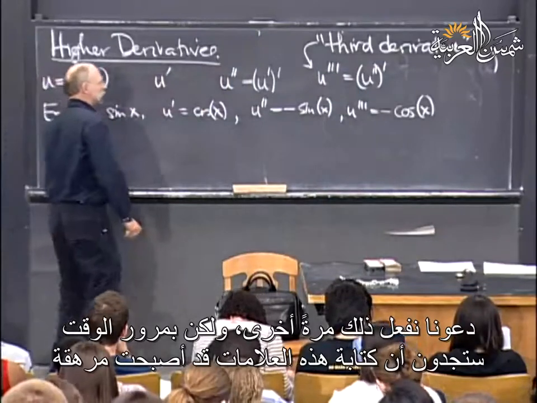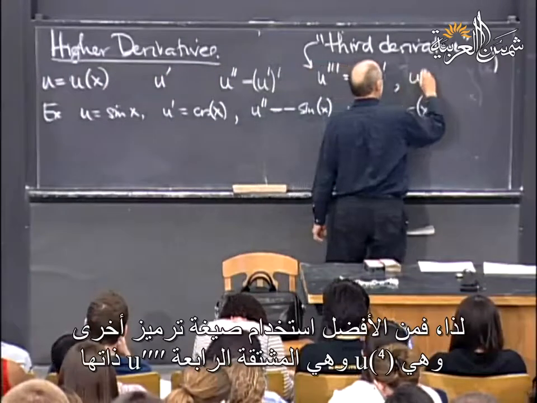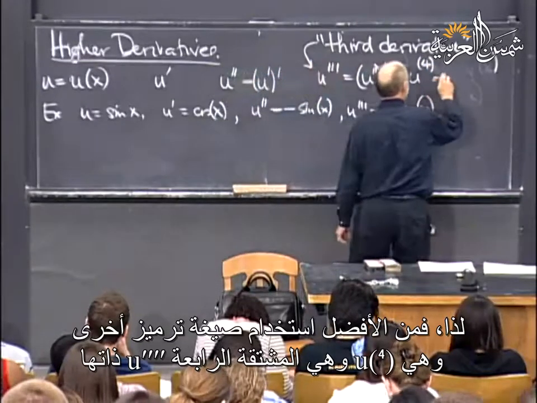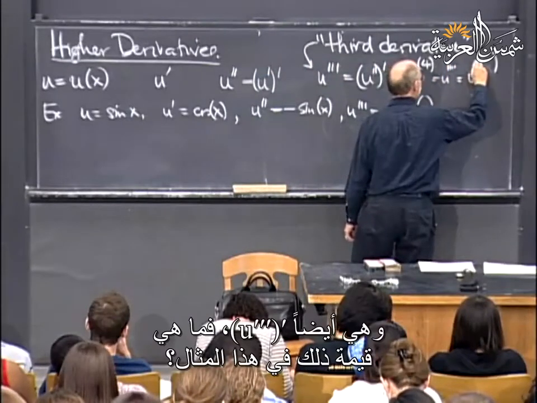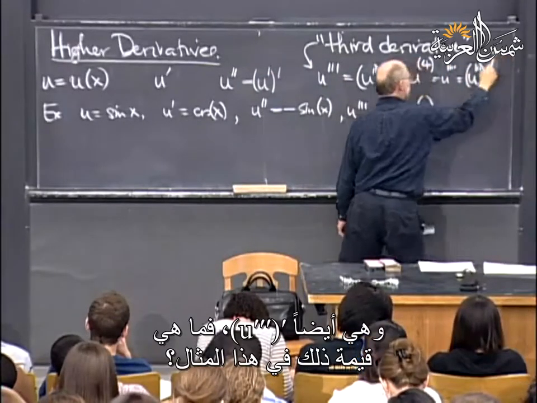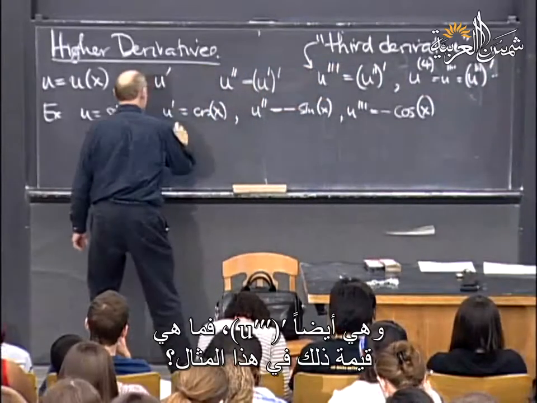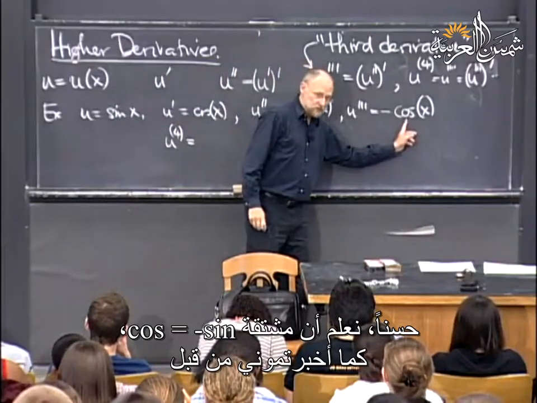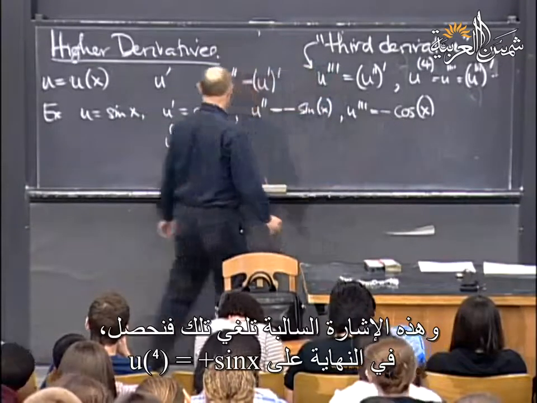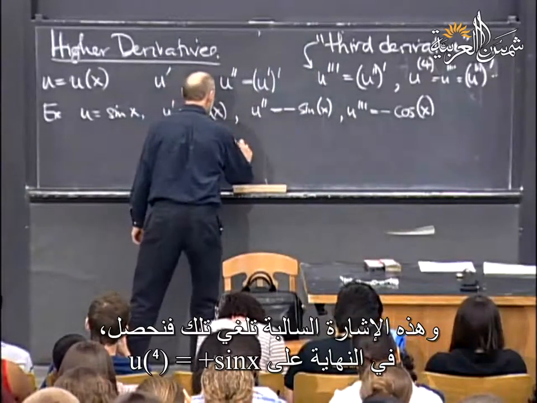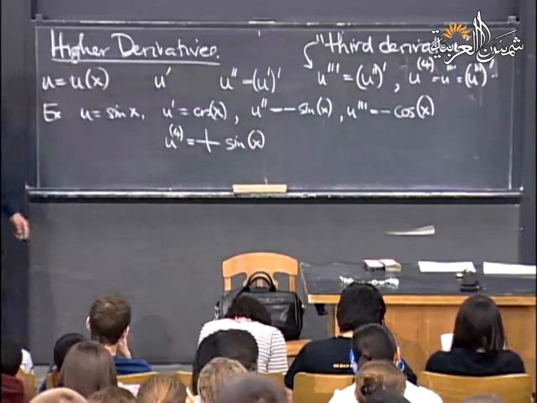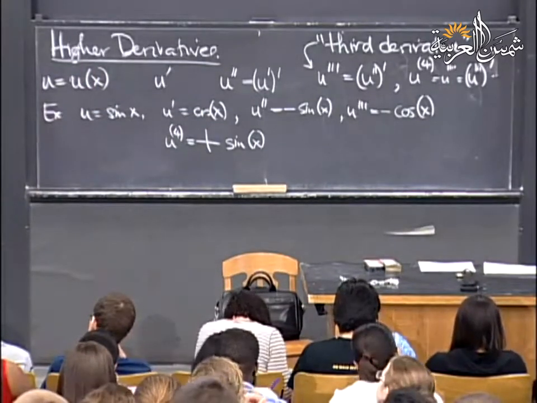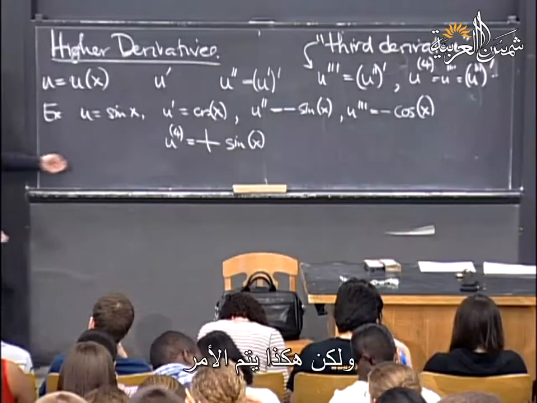Let's do it again. Now, after a while, you get tired of writing these things. And so maybe I'll use the notation u upper 4. That's the fourth derivative. That's u prime prime prime prime, or it's u prime prime prime differentiated again, fourth derivative. And what is that in this example? Okay, the cosine has derivative minus the sine, like you told me, and that minus sign cancels with that sign, and altogether I get plus the sine of x. That's pretty bizarre. When I differentiate the function sine of x 4 times, I get back to the sine of x again. That's the way it is.